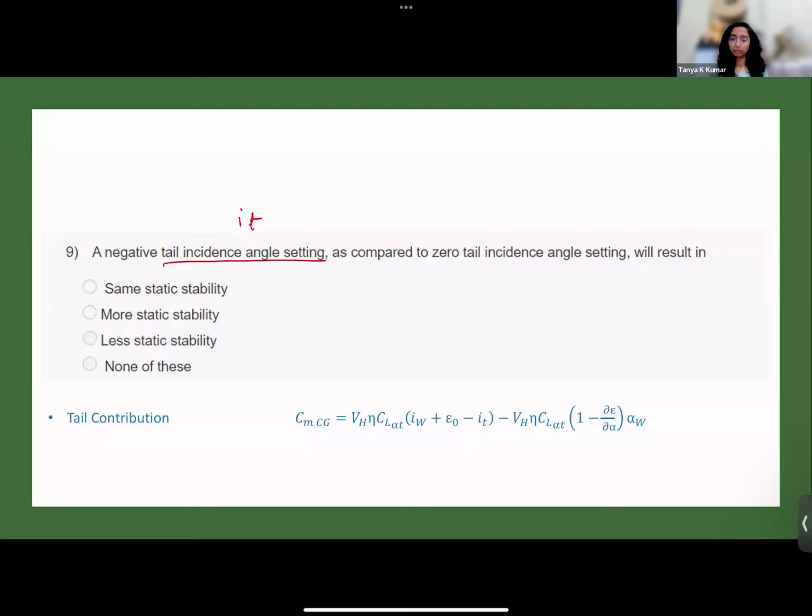Yes, static stability. Can you tell me why? IT only comes in the first term, and that is the CM naught contribution of the tail. This is the CM alpha contribution of the tail. So IT does not affect your CM alpha at all.